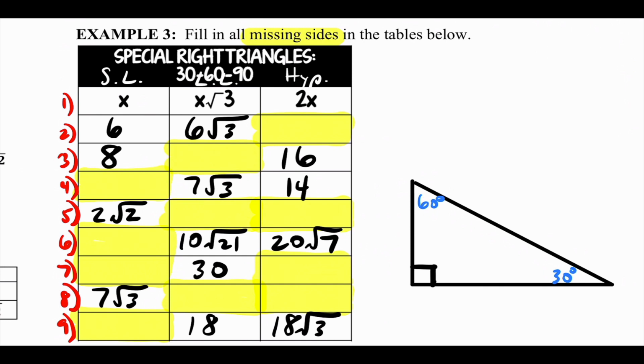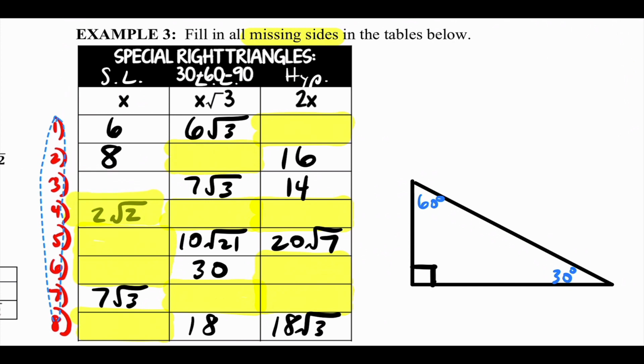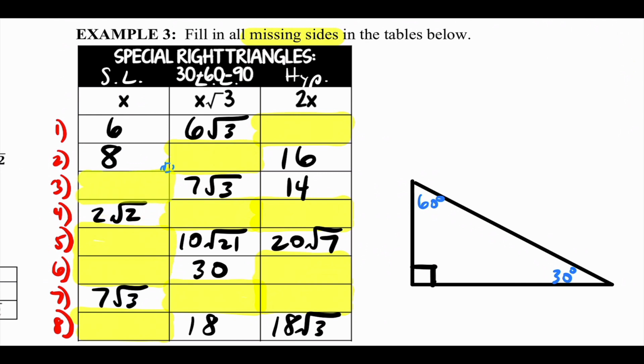So this is, what is it, 9? Not 9, I labeled it wrong. It's supposed to be 8. 8 triangles. There's 8 triangles. Find the missing parts.